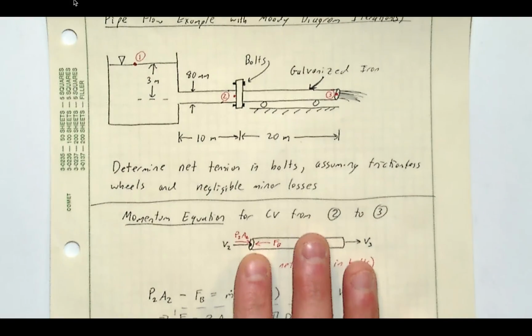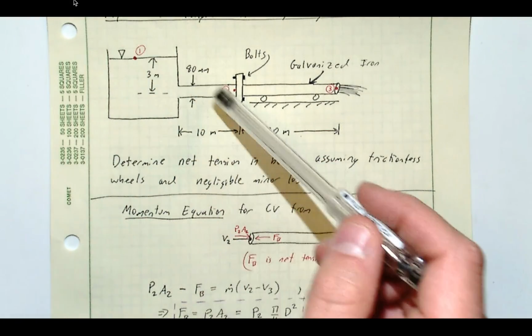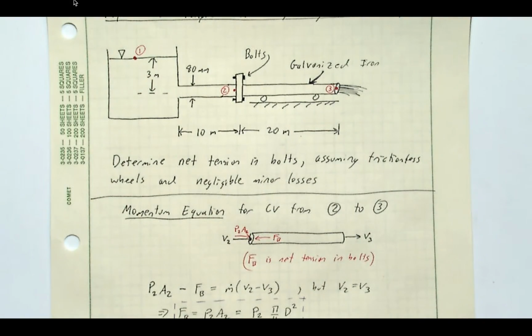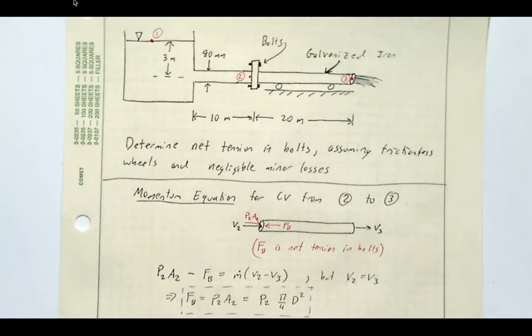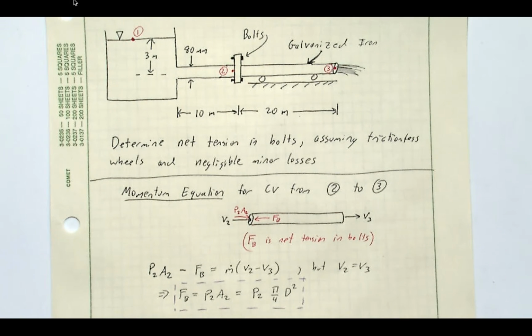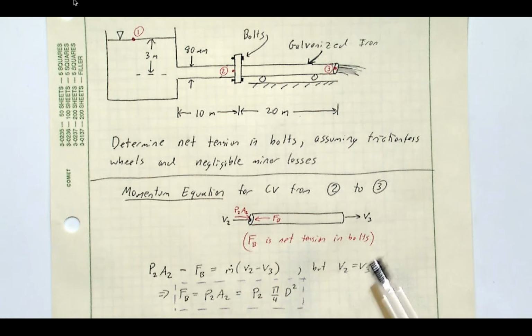So to start this off, we pick out 3 points in our system, 1, 2, and 3, that are going to be important. And we then take a control volume between points 2 and 3 in our system and look at all the forces on this system. These are frictionless wheels here at the bottom, so there's going to be no support being held there in the longitudinal direction here, in the axial direction.